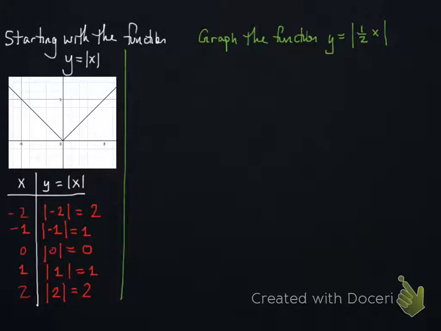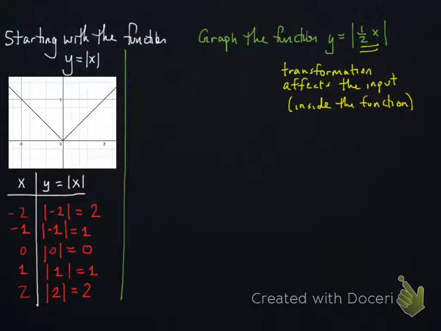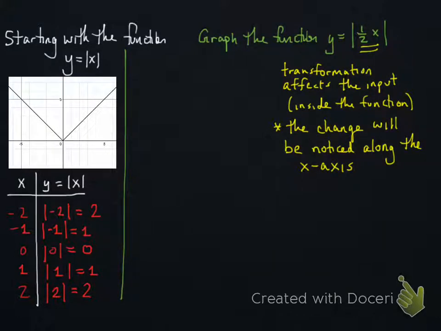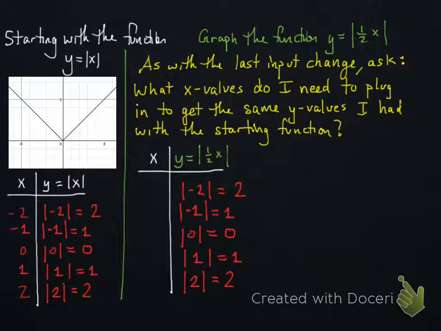Finally, we will graph the function y equals absolute value of 1/2 x. Remember that a transformation is just an alteration of the starting function, and this transformation is inside the absolute value function, which means it affects the input. We will notice the change along the x-axis. As with our last input transformation, we keep the y values the same and then try to figure out what we would have to plug in for x.